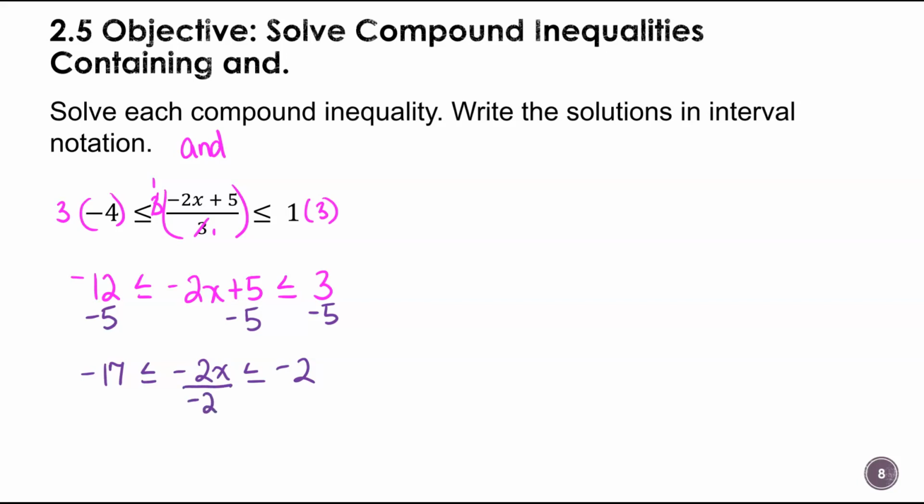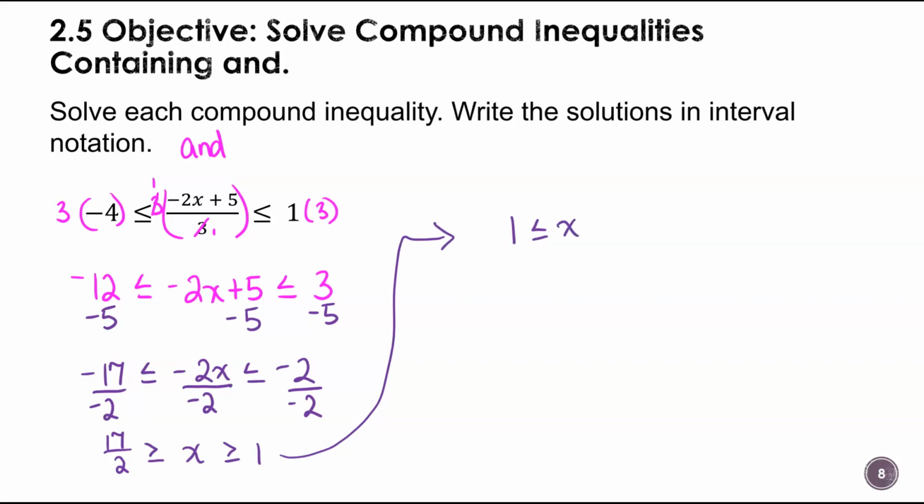Now, because of the dividing by -2, we have to switch the directions of our inequalities, which causes this to be written basically backward, if that makes sense. Because 17/2 is 8.5, the bigger number's over here on the left. So we flip it sideways and write it this way: 1 is less than or equal to x, less than or equal to 17/2.